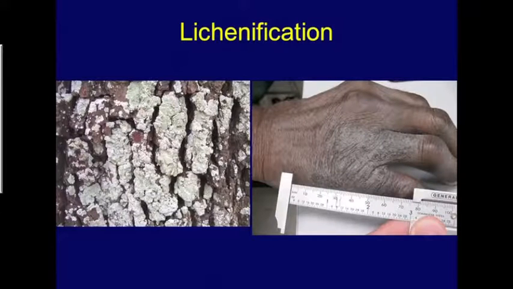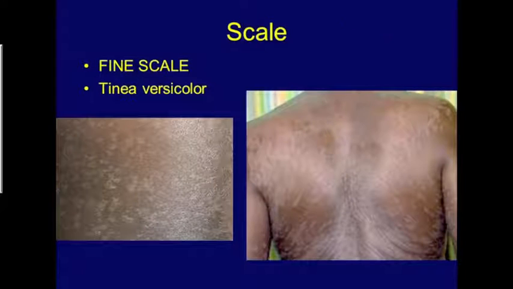Okay, and then lichenification. The term comes from the bark of a tree, as you can see on the left-hand side. It's lichenified, and this is exactly what happens in the skin. If you rub it or scratch it badly enough, or often enough, then you can make the skin lichenified, as you can see in the right-hand side picture.